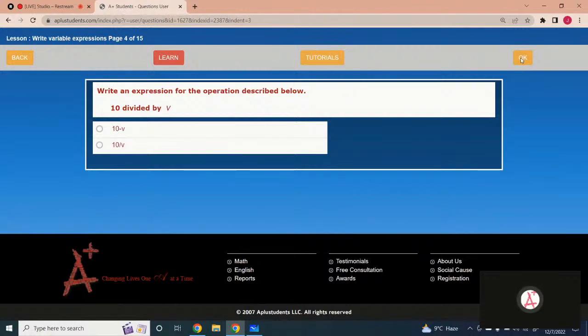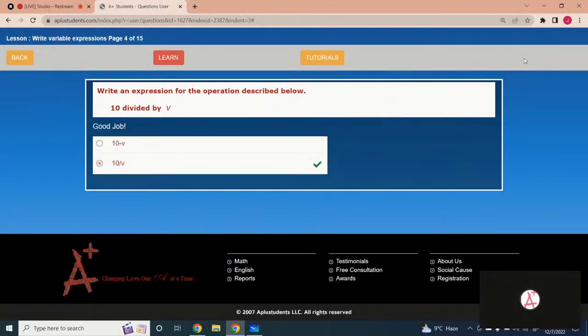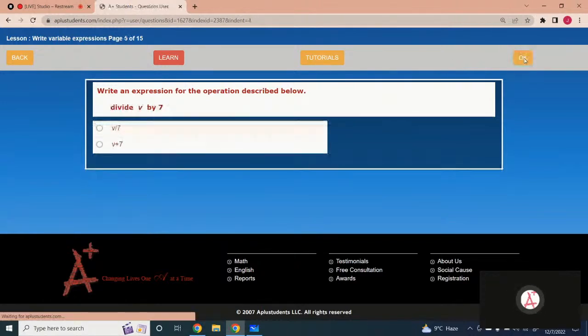Which is the correct one? Very good. The second one, 10 divided by V, because the first one is for subtraction, but here we have to describe the operation, that is, describe the divide.